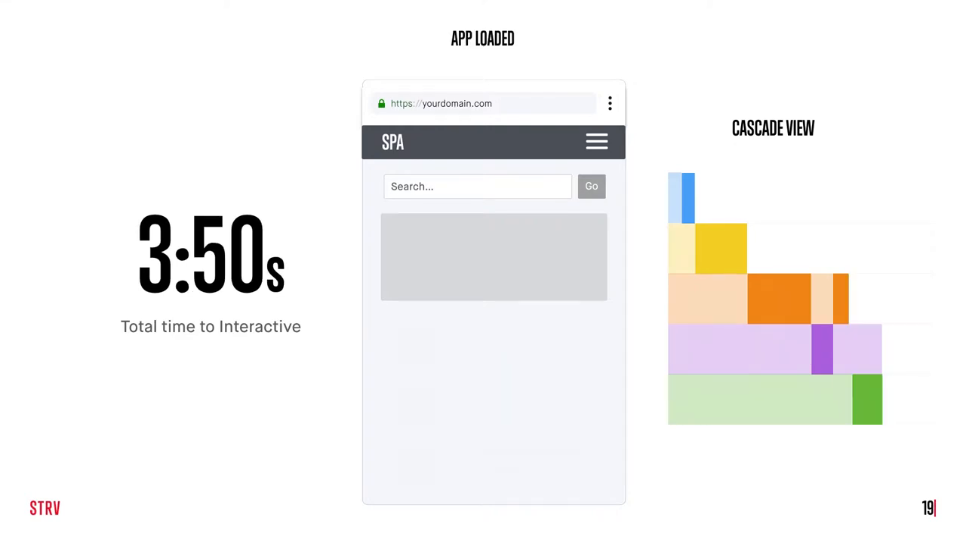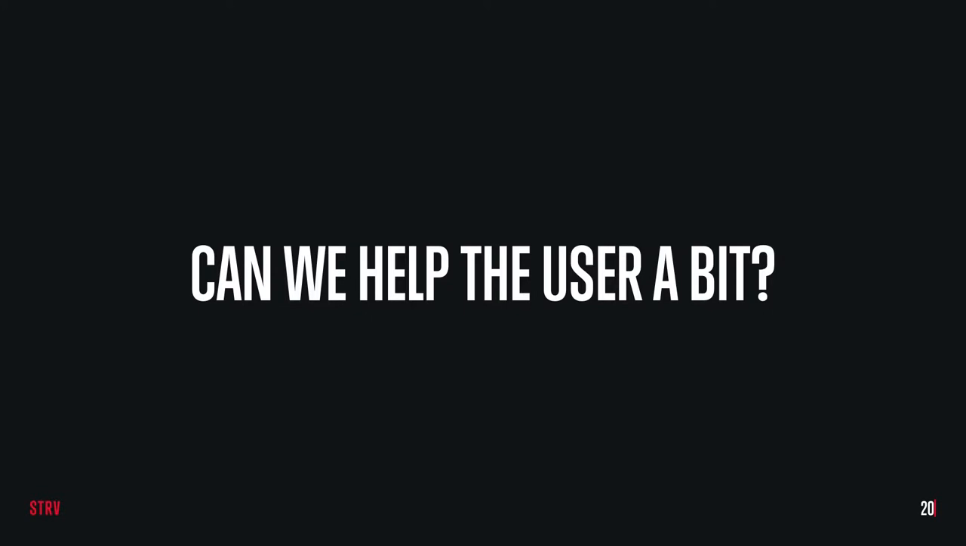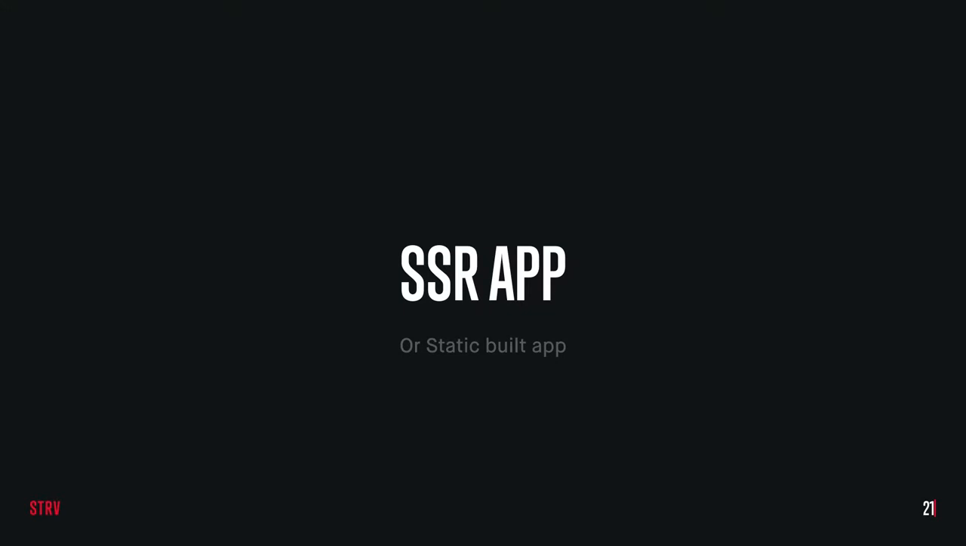Then once it fetches the rest of the data, now you can fully use this thing. So it could take a while, 3.5 seconds, and for a big website, it could take 20, 30 seconds sometimes for mobile applications to fully get interactive. So this is something we have to consider. And the question is, can we do better? Can we help the user a bit? Because we need to care about these things when we're creating applications. And of course the answer is yes, and that's why I'm gonna talk about server-side rendering.